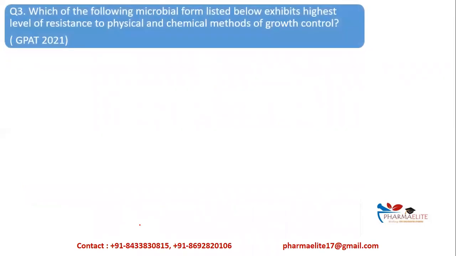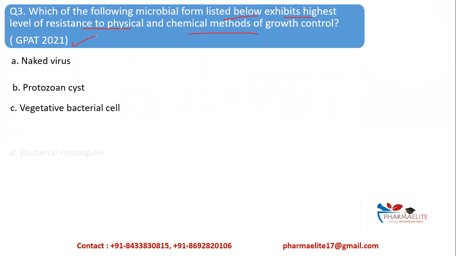Next question. Which of the following microbial form listed below exhibits highest resistance to physical and chemical methods of growth control? ये question है recent, that is GPAT 2021 के पेपर से. ऐसे कौन सा microbial form है जो resistance दिखाता है against physical and chemical methods? Naked virus, protozoan, vegetative bacterial cell or bacterial endospore?